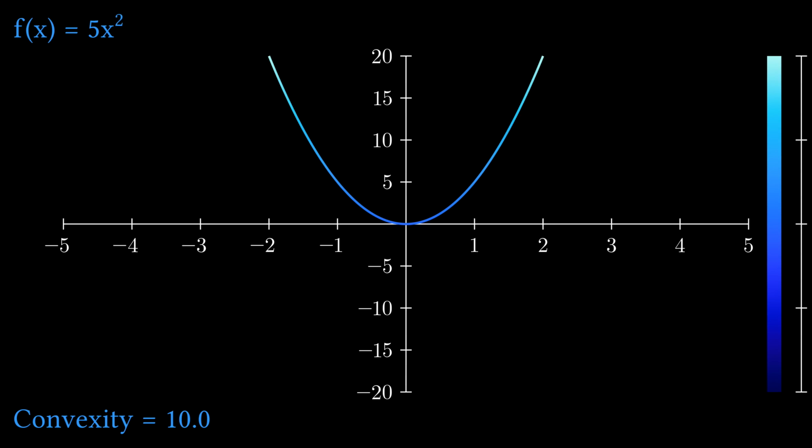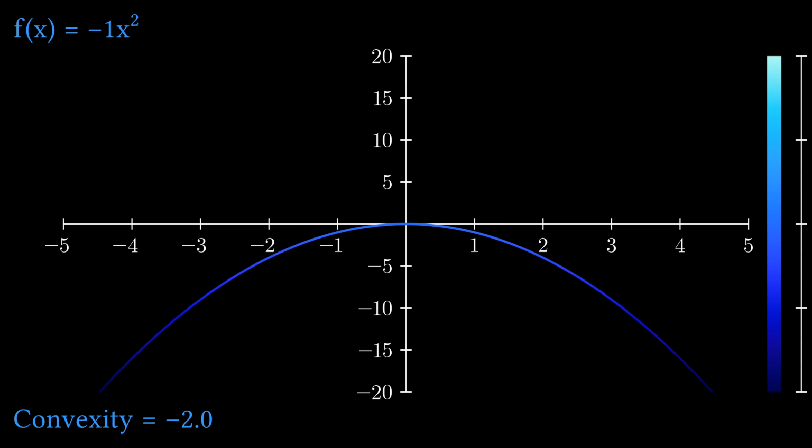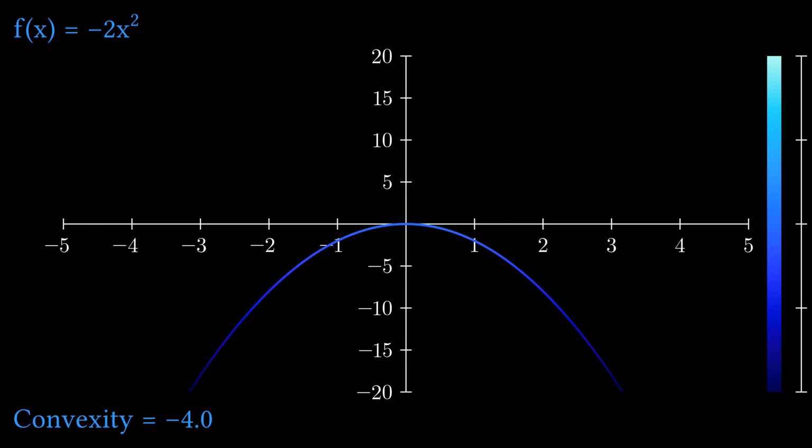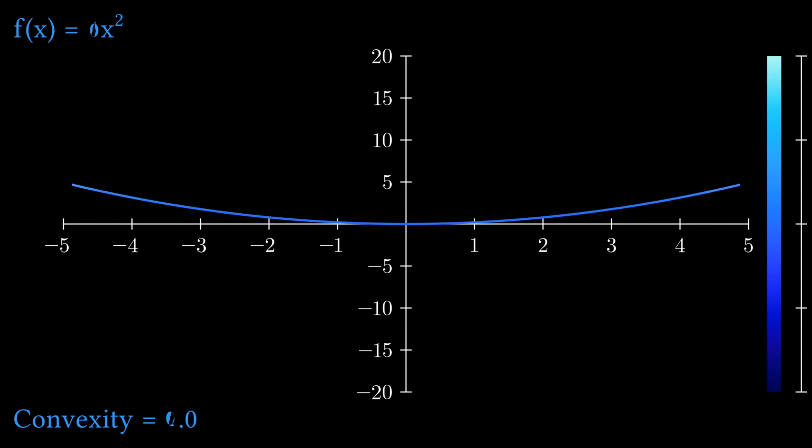If we flip the coefficient to negative, then we get a negative convexity, with numbers close to 0 giving us a small amount of curvature, and therefore a convexity number also close to 0, and with a number far from 0 giving us significantly negative convexity. And if the coefficient is 0, then we have a straight line which has a convexity of 0.